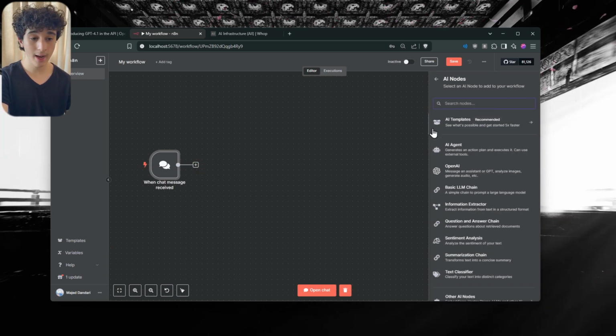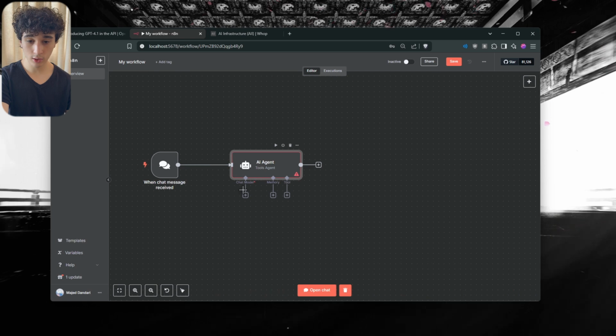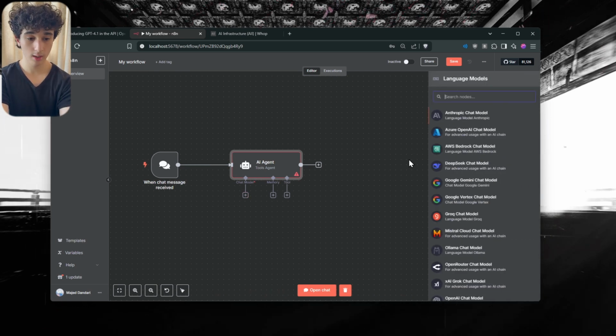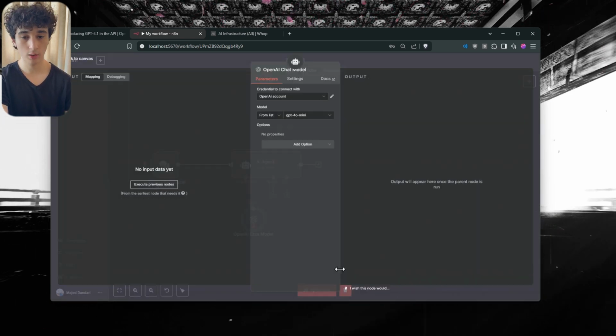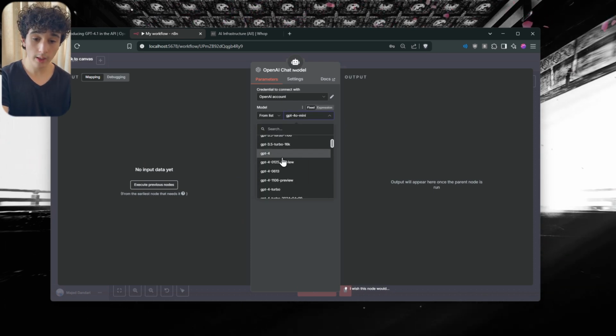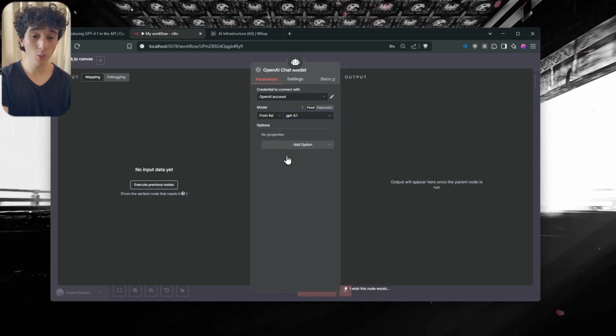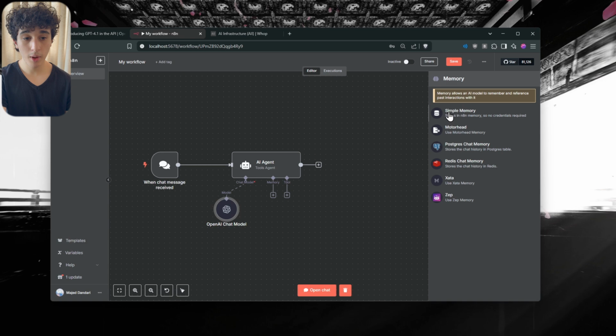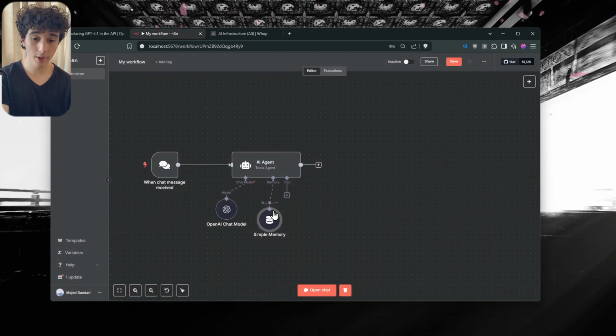Now I'm gonna add an AI agent. Now this agent is going to be connected to a model. And this model is going to be the OpenAI model. And now, once we're inside of here, I'm going to select the model I want to use, which is obviously 4.1. Now, memory. Let's just put simple memory. Doesn't need to really be adjusted.